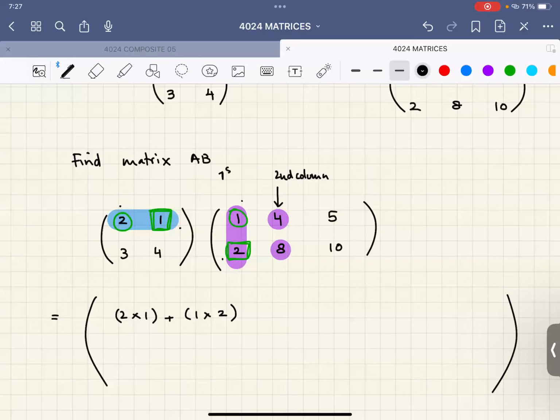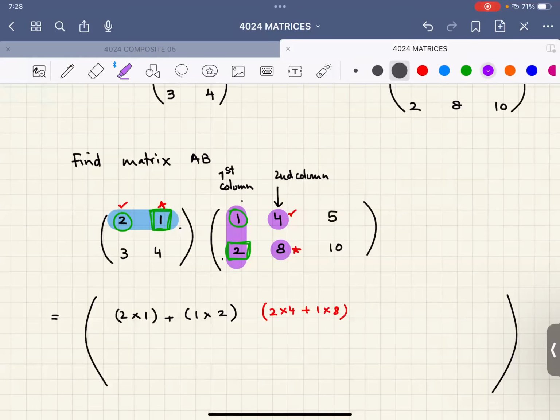First, I got started with the first column. Now I'm moving to the second column. So now let's multiply this thing again. So this 2 and this 4 and this 1 and this 8. So let's multiply. That's 2 into 4 plus 1 into 8. Put it inside a bracket.